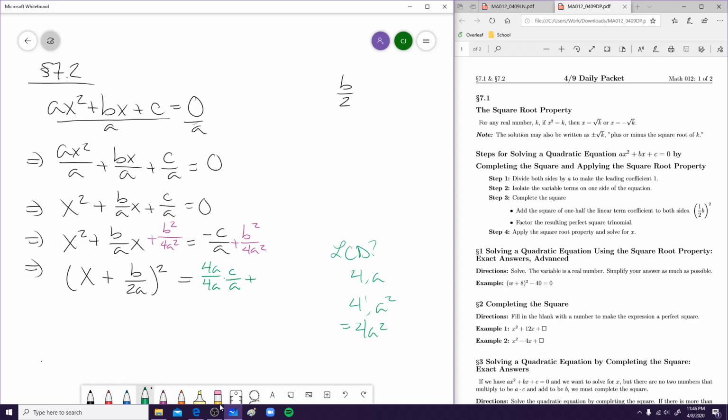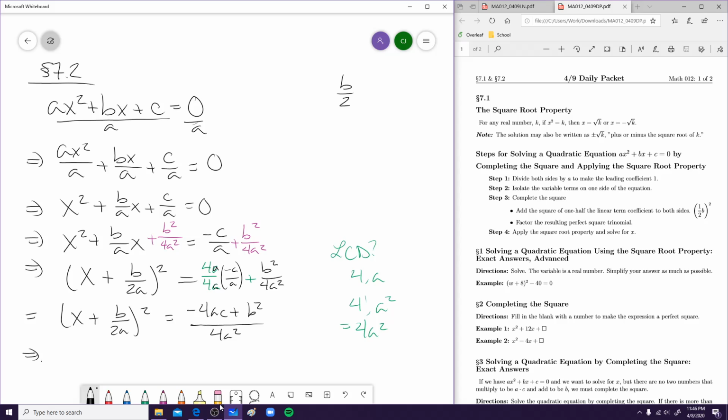And then when I look over here to the side, this is negative c over a. When I look over here, I already have a 4a squared, so we don't have to do anything with this fraction. So then we get x plus b over 2a, quantity squared, which is going to equal negative 4ac plus b squared, over 4a squared.